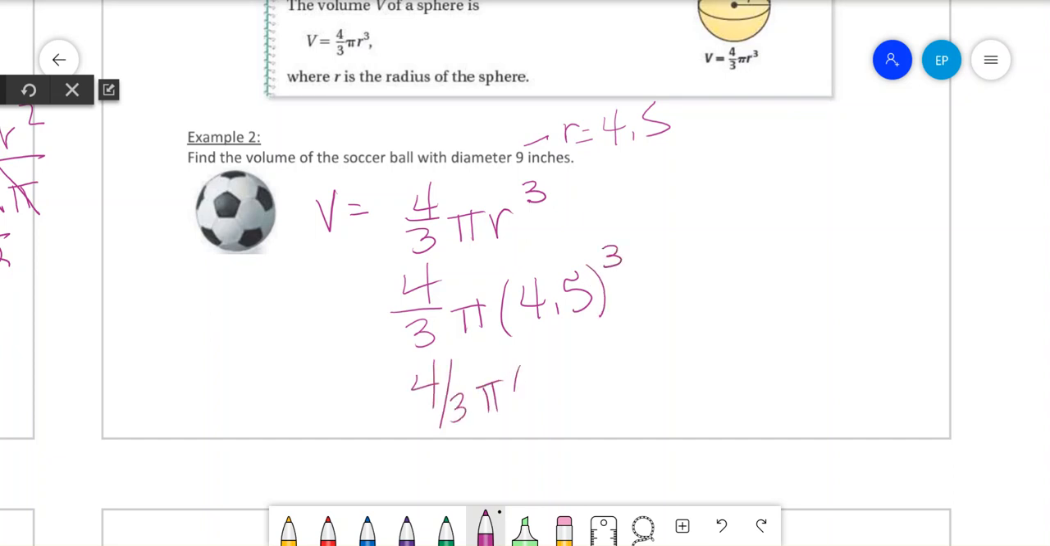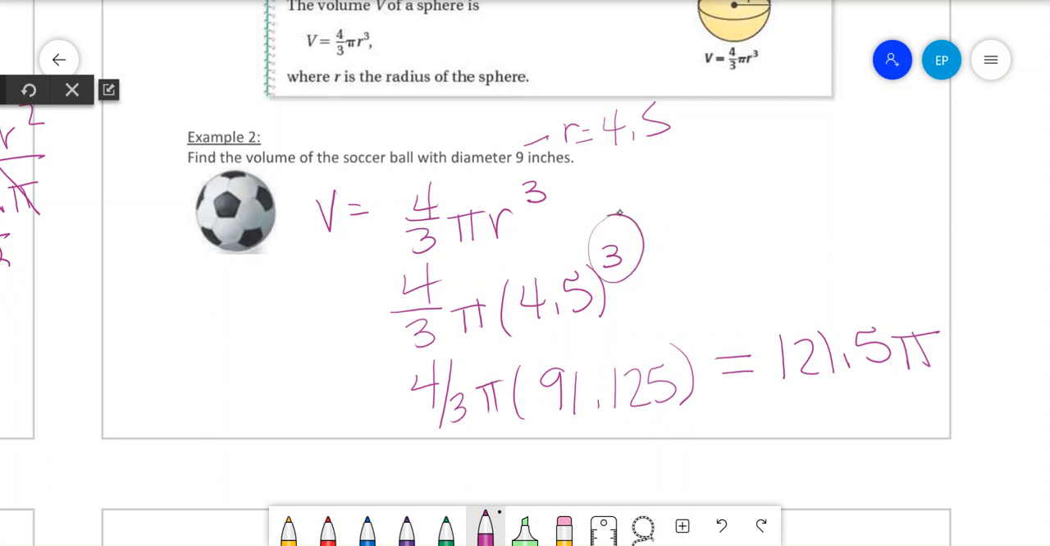4/3 pi times. Now cubed is you do a caret, and I'll bring that up here on a calculator real quick, or 4.5 times itself 3 times. So that'd be 91.125. I'm going to take that times 4. Then divide by 3, and so I get equals 121.5 pi, or if you want to approximate it out. This one's pretty. If you want to round, you can. Just make sure you round to the nearest hundredth.